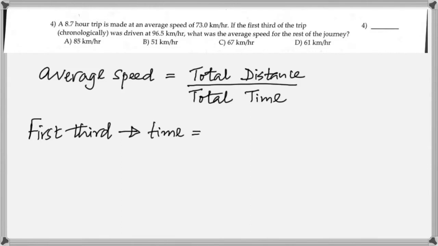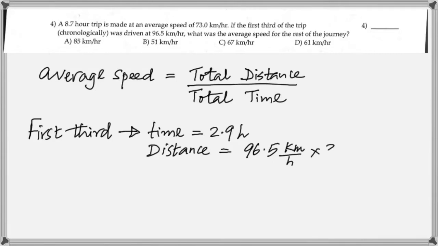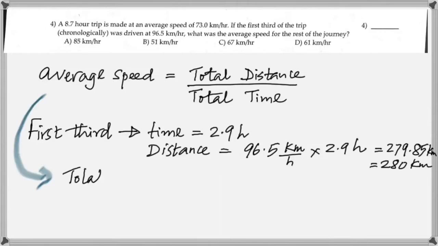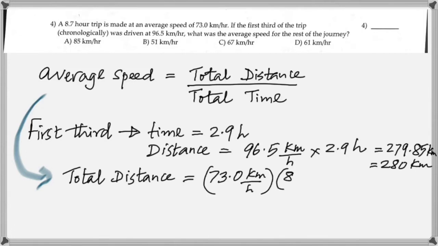So here it is, the first third. The time is 8.7 divided by 3, which is 2.9 hours, and the distance is the average speed during that time multiplied by 2.9, which gives 279.85 kilometers. So 280, considering significant figures. Now, from the formula for average speed, total distance is the average speed for the whole journey, which is 73, multiplied by the time. So that is the total distance.